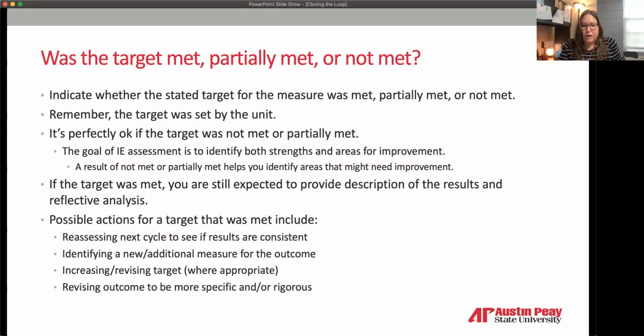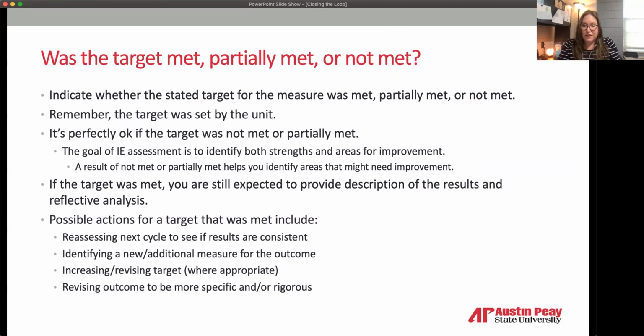So first of all, you will be asked, was the target met, partially met, or not met? Now, you set your target yourself. That's why when we gave you feedback on your plans, that was one of the things we were trying to help you with, to make sure that the target was something that would be a challenge for your unit, but wouldn't be an insurmountable challenge, right? That's why we usually discourage people from saying 100% met, because oftentimes that's not feasible.